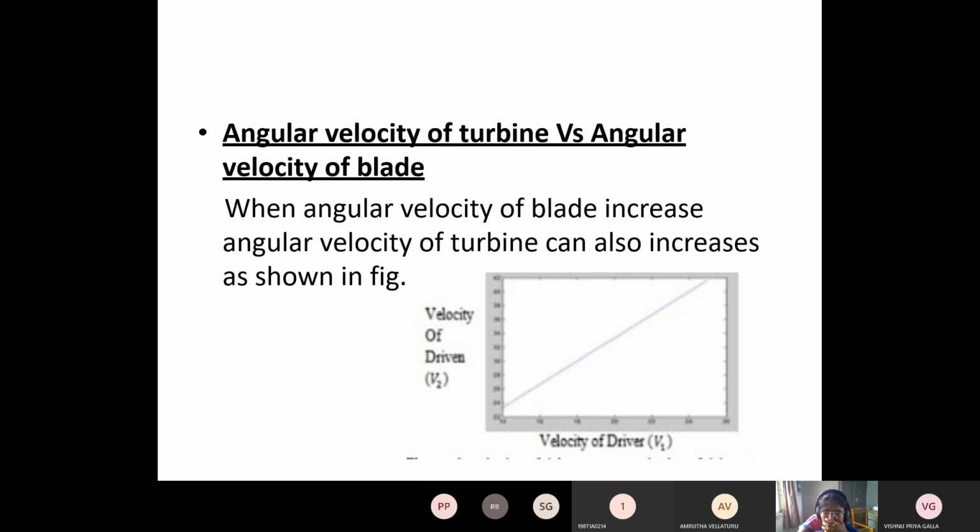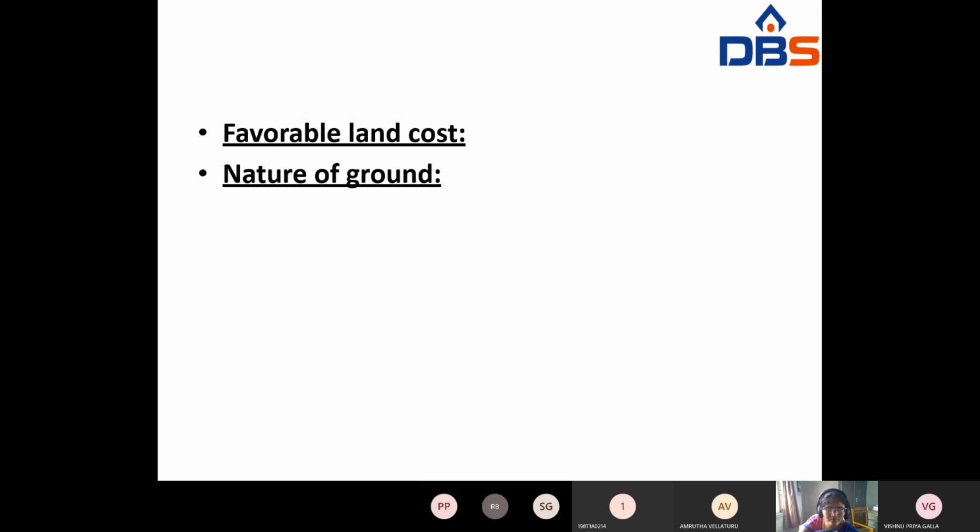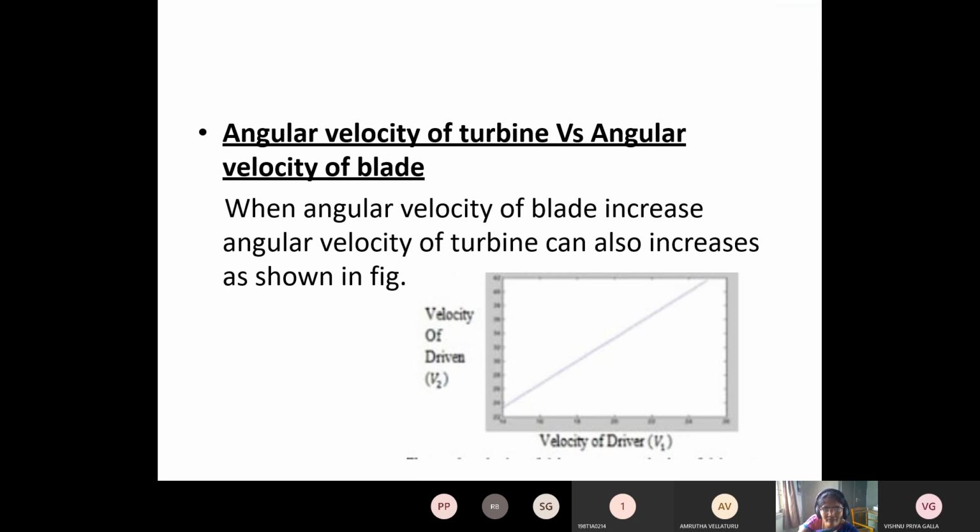So next one is what? Angular velocity. Whenever the angular velocity of the blade increases, the turbine speed increases. This is a straight line, a linear line, like this. So when the angular velocity of the blade increases, the angular velocity of the turbine also increases. That means those two are directly proportional.